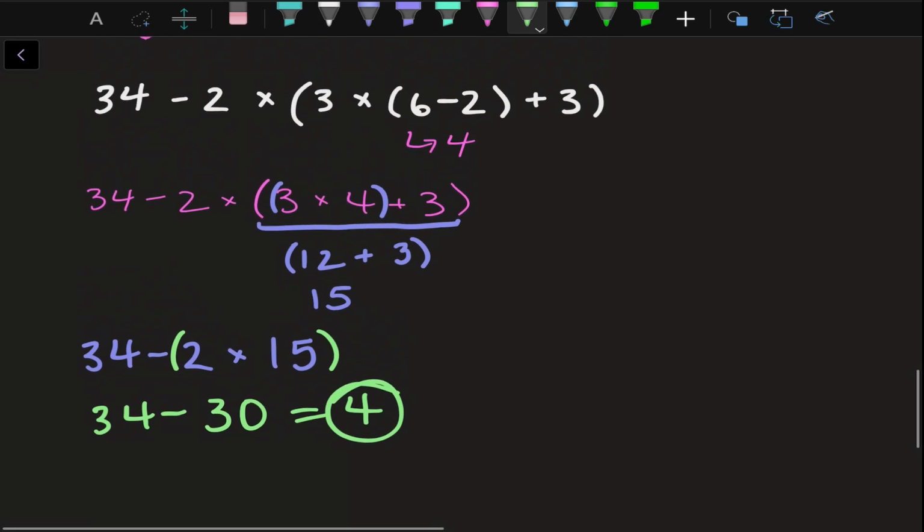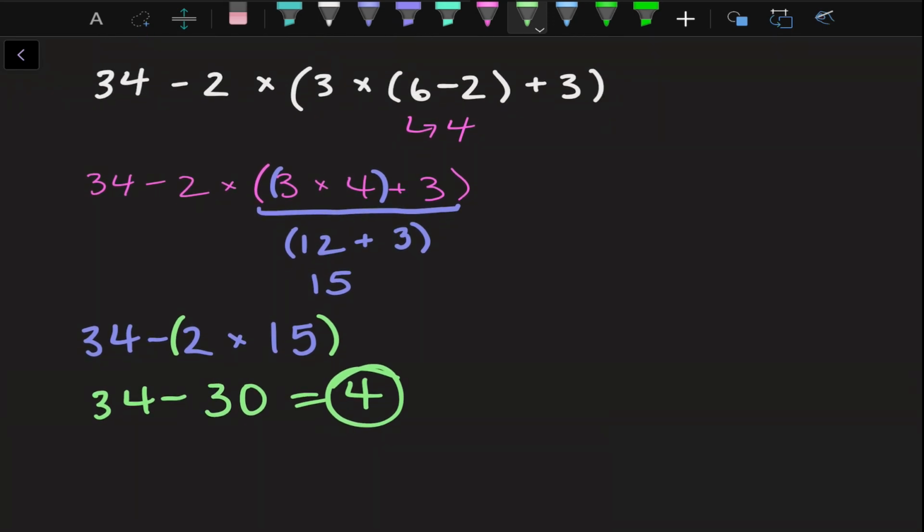Okay, so the big thing to remember there, 2 sets of brackets. We're going to start with the inner set, the blue set.